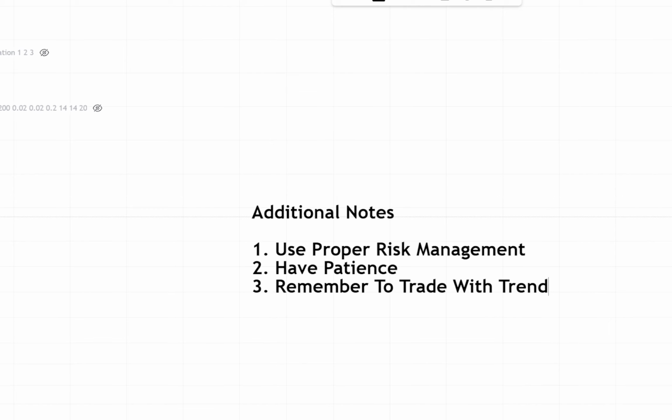Now these are some additional last minute notes. Remember to use proper risk management. Don't be dumb. Have patience as well with these setups if you're going to trade this version of supply and demand. These setups happen less frequently, which means there is a higher probability of it playing out. And lastly, remember to trade with the overall trend of the market. This puts more and more probability inside of your favor.